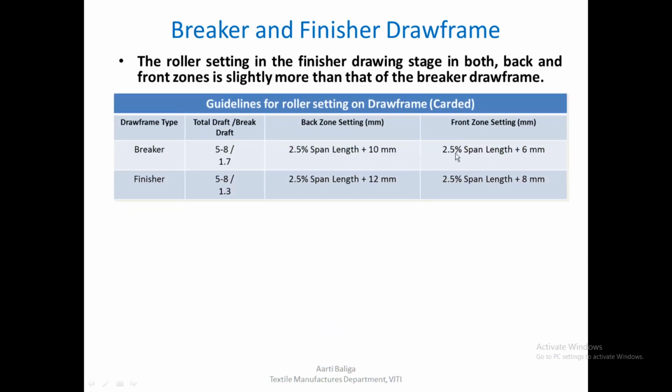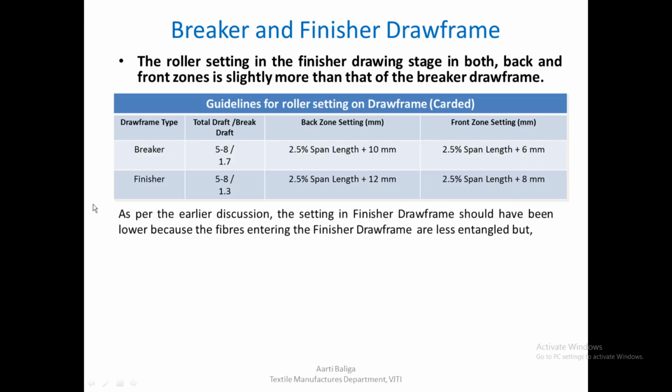If this is the breaker setting, then for finisher, instead of 10, you will be giving a higher allowance, that is 12 mm in the back zone, and instead of 6, here you will give 8 mm allowance in the front zone. Let us see the reason.